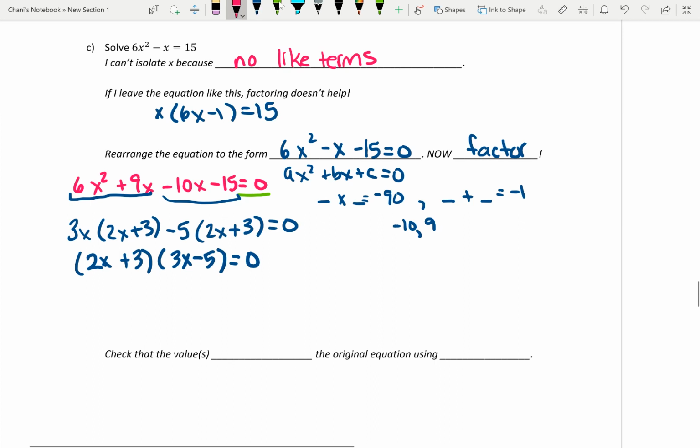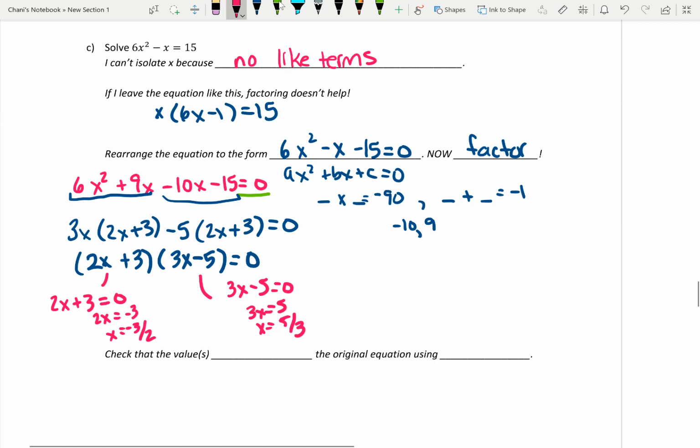So now I can solve this because I know that 2x plus 3 has to equal 0. So I get 2x equals -3, so x is -3 over 2. Or 3x minus 5 equals 0. 3x equals 5, and x would equal 5 over 3.